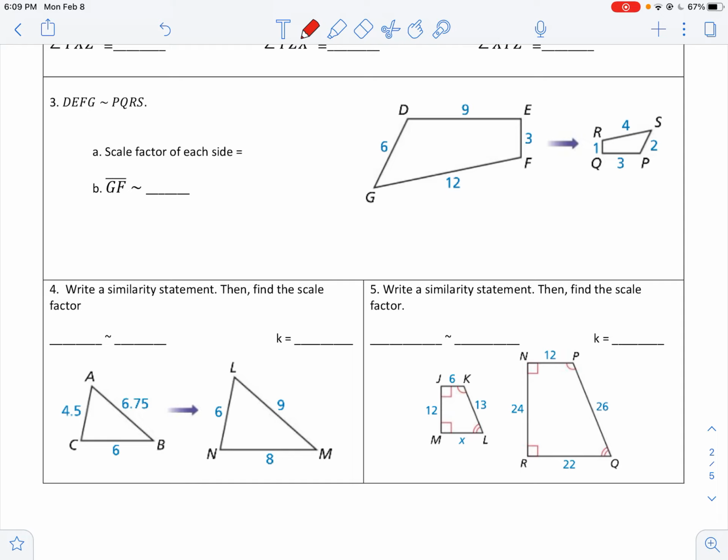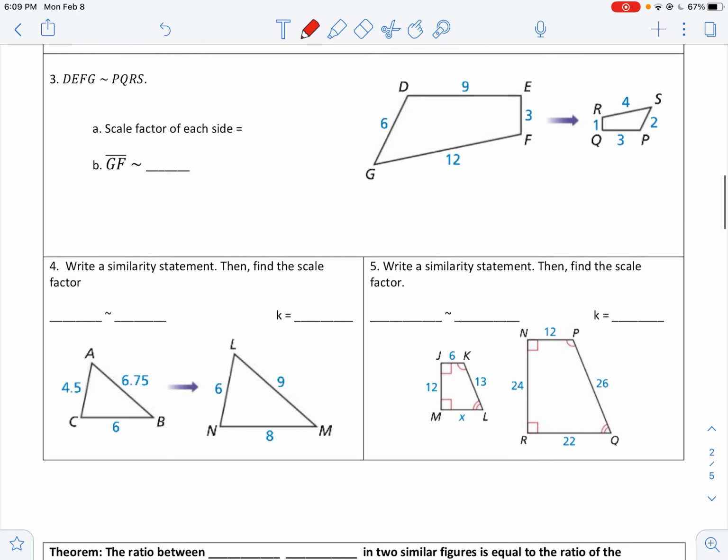Today we're going to talk about how to find our scale factors going from one figure to a similar figure. So here we can see that DEFG is similar to PQRS. To find the scale factor, we can set up some extended proportions, or really just one proportion would do it, to find out what the scale factor is, what that K value is that I multiply to get the similar figure lengths.